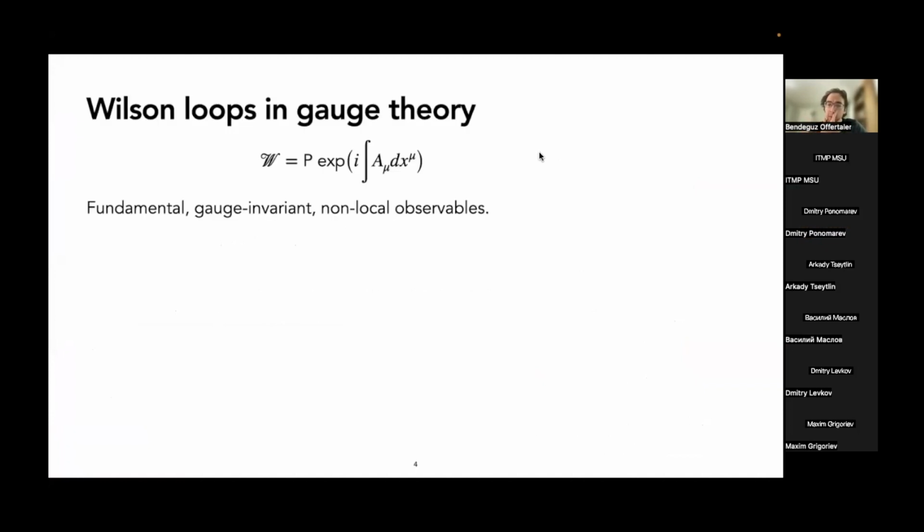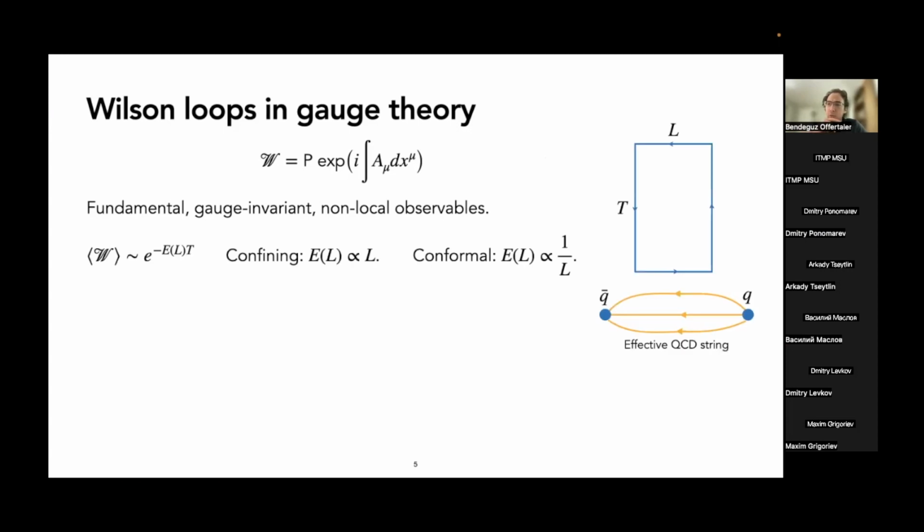Wilson loops are fundamental observables in any gauge theory. They play an important role in QCD because they are the order parameter for confinement. And in a confining theory, Wilson loops obey the area law, which corresponds to a quark-antiquark potential that grows linearly with the distance. By contrast, in a conformal theory, the Wilson loop can only depend on the shape, not the size of the contour. So the quark-antiquark potential goes like 1 over the distance.